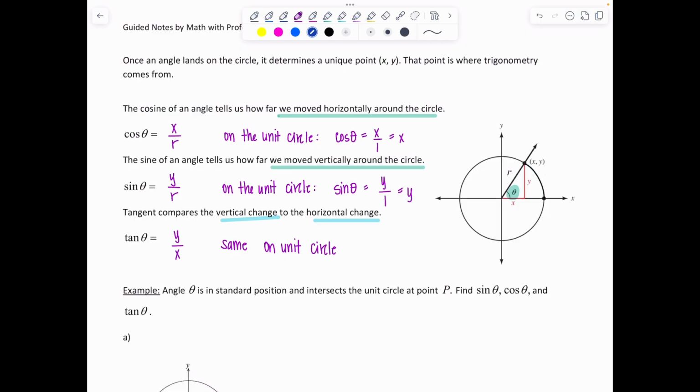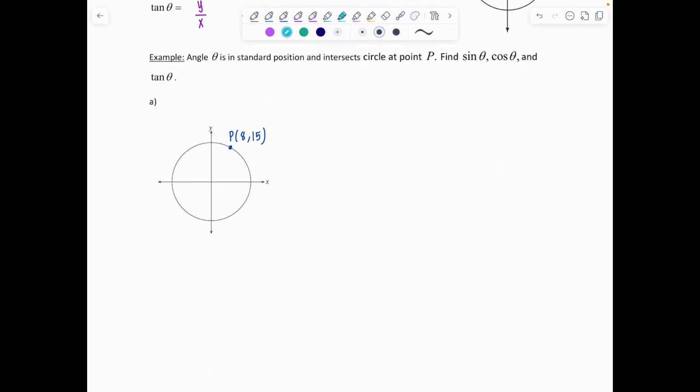All right, let's look at an example so you can see how to compute these ratios, the cosine of an angle, the sine of an angle, and tangent of some angle. Okay, so the problem says angle theta is in standard position and intersects the circle at point P. So what does that mean? When it's in standard position, that means we're measuring starting at the positive x-axis and the angle is swept out in a counterclockwise direction. So let me show you.